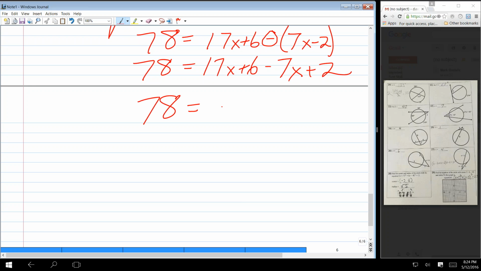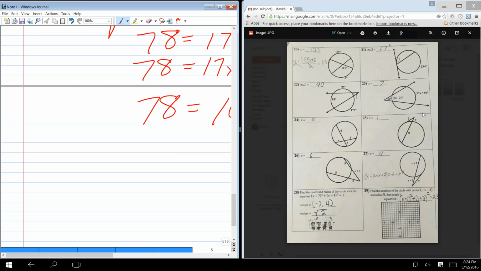So 78 is equal to 24x. Minus? I mean, 17 minus 7x, so 10x. Yes, 10x plus 8. Okay. I trust you know how to solve it from there. Yeah, for sure. All right. Cool.